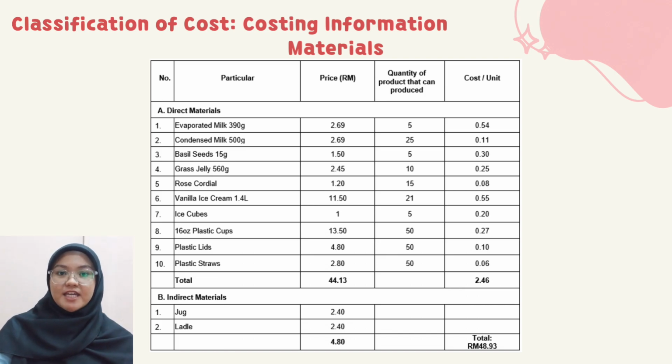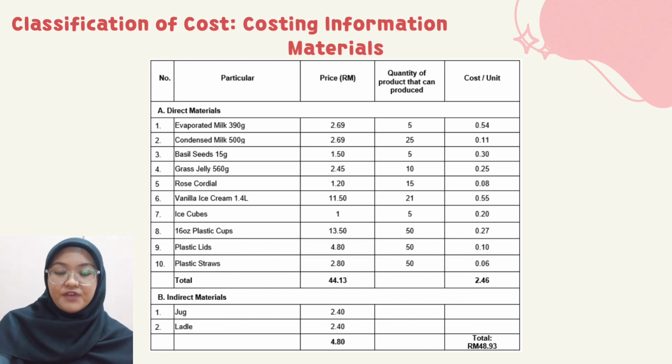Here is the classification of costing information for materials. First, we have 10 direct materials and 2 indirect materials. For the first one, evaporated milk, 390 grams. The price is 2 ringgit and 69 cents. It can produce 5 units, and the cost per unit is 54 cents.